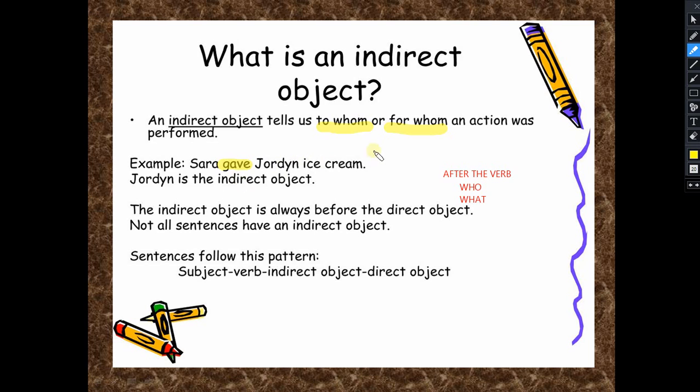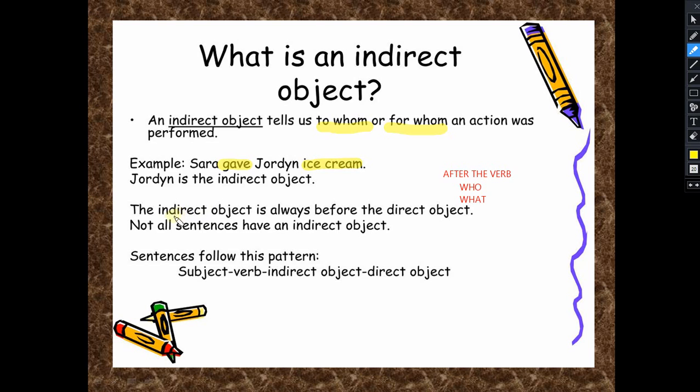After that you have to see what the points given are. Sarah gave to whom? That is Jordan. So Jordan is our indirect object. And Sarah gave Jordan what? The answer, ice cream, is a non-living thing, so that is the direct object. So in this sentence we have both objects: Jordan, the indirect object, and ice cream, the direct object.